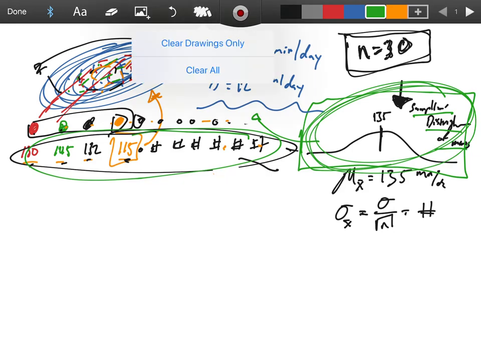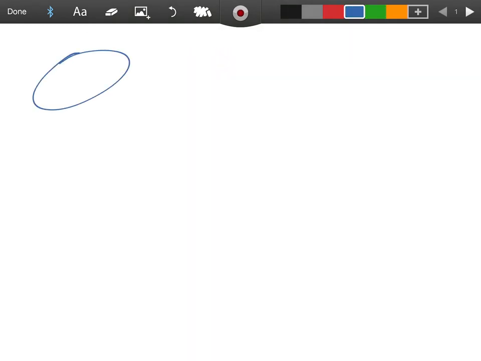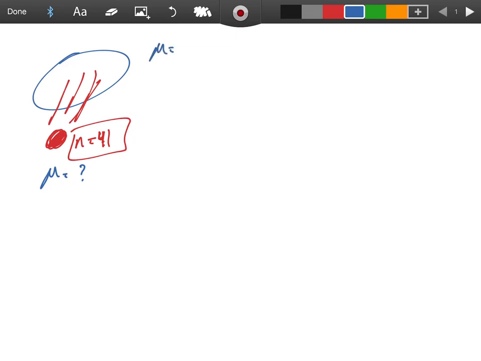So let me clear this for a second. So here's my population. Thinking of all that, let's say that I actually reach in and take a sample, and let's say the size of my sample is 41, so n equals 41. So I'm above 30, so the central limit theorem will apply here, and I can use the sampling distribution of means. Here's my sample, and my average is something. This is just a sample. This is X bar, right? X bar is something. The average of the population I know is 135 minutes per day of social media with a standard deviation of 12 minutes per day.